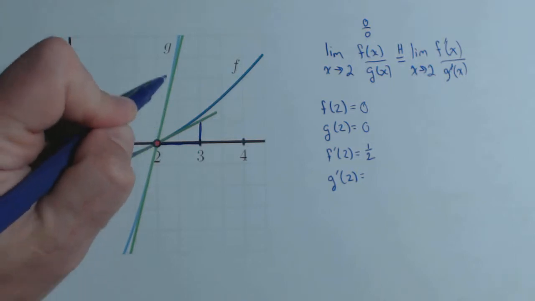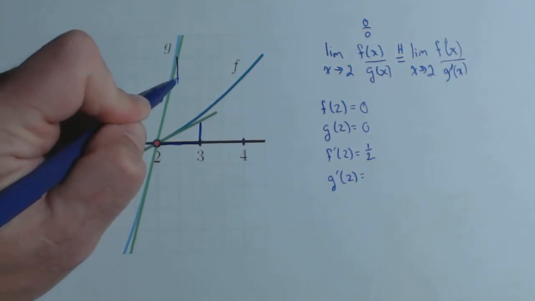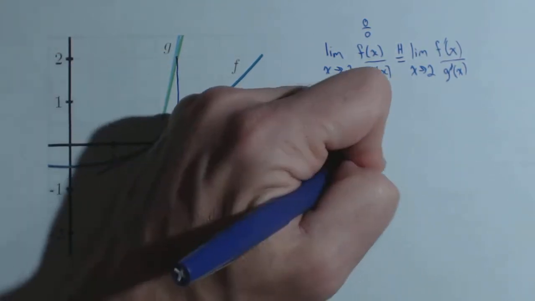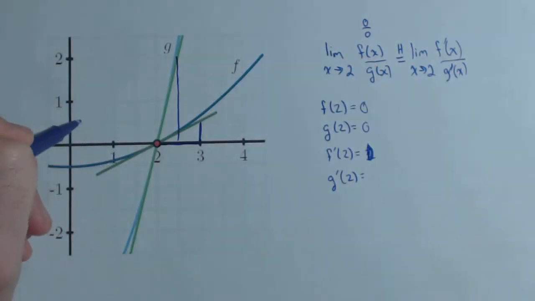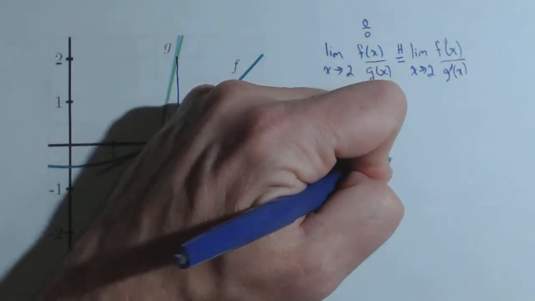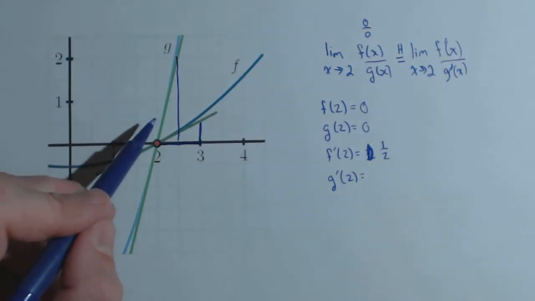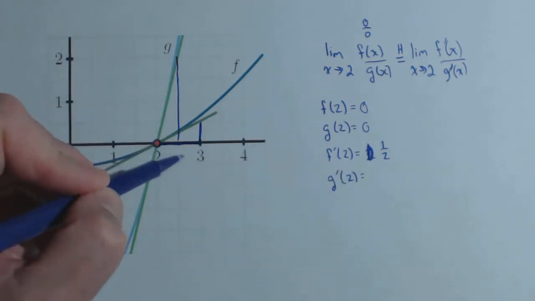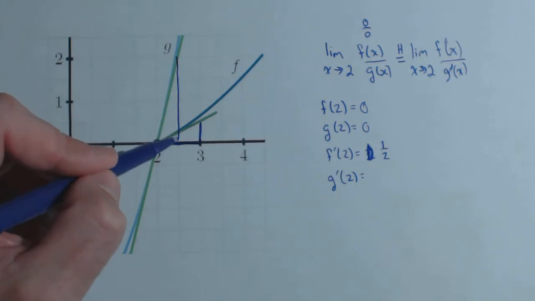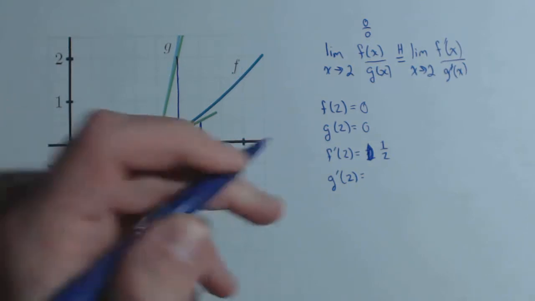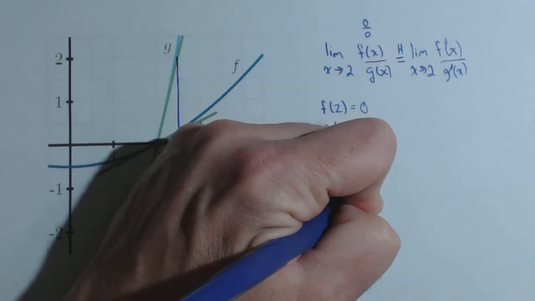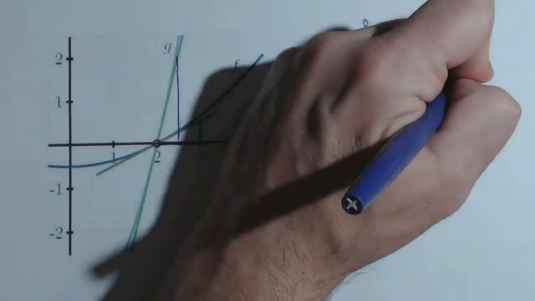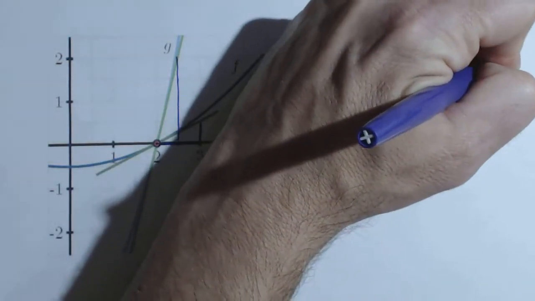g prime of 2, g is a bit steeper. We have a rise of, oh actually sorry, that was only a rise of 1/2 for a run of 1, so that should be 1/2, excuse me. Right here, I misspoke, it's a rise of 1/2 for a run of 1. The slope is still 1/2. Right here we have a rise of 2 for a run of 1/2. So 2 over 1/2 or 4, which means this is going to be equal to f prime of 2 over g prime of 2.